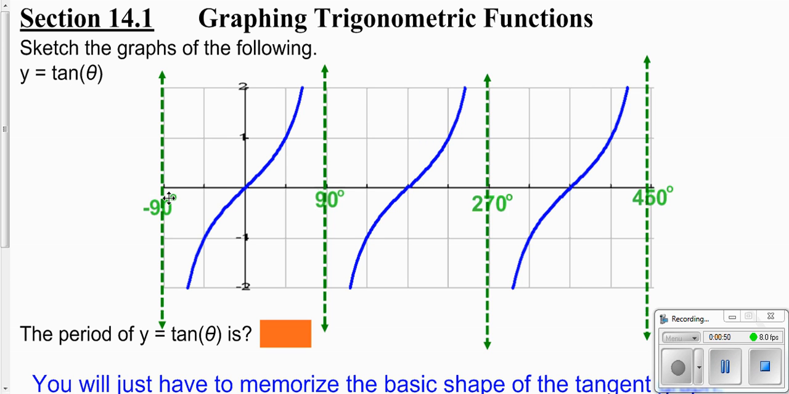It repeats the period in between these asymptotes from negative 90 to positive 90, which is a distance of 180 degrees. And then you'll notice 90 to 270 is another 180 degrees. As we look here, it crosses exactly halfway in between the asymptotes. To the right, it curves up. To the left, it curves down. You're going to need to make sure you know this basic shape of your tangent when you're graphing stuff.